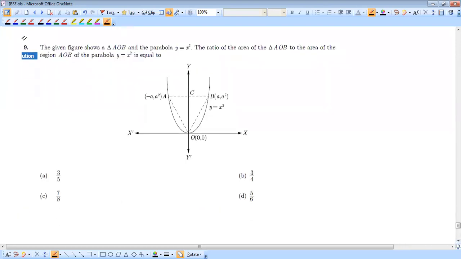Next, one more question. Application of integrations. The given figure shows triangle AOB and the parabola. Two figures, two areas. We need the ratio of the area of triangle AOB to the area of region AOB of the parabola y is equal to x square. So he is asking us to find the ratio between those.